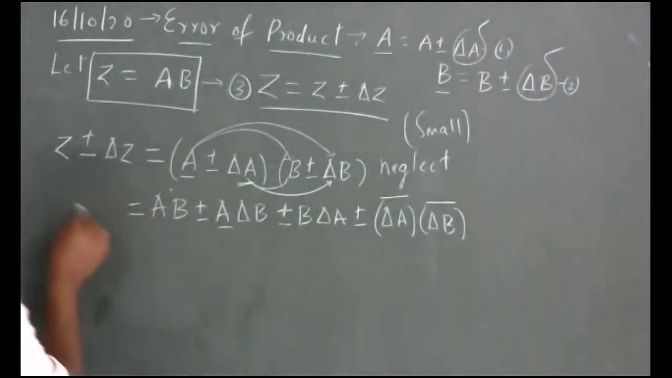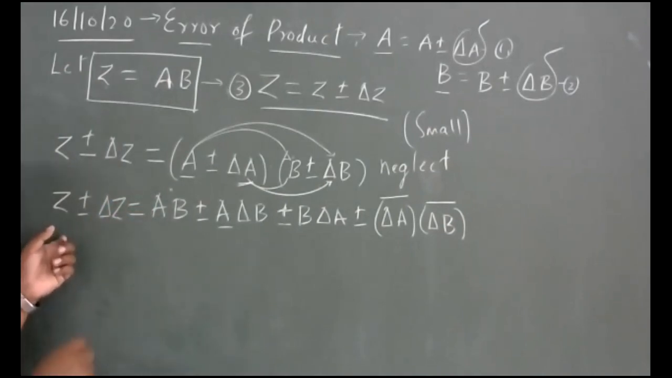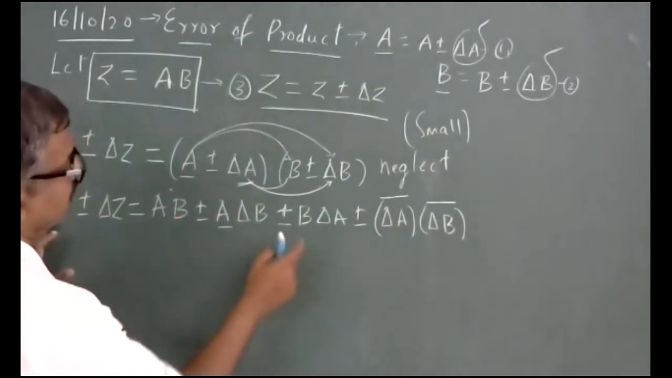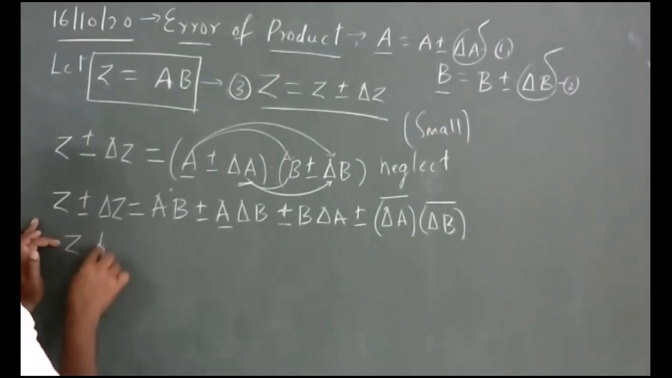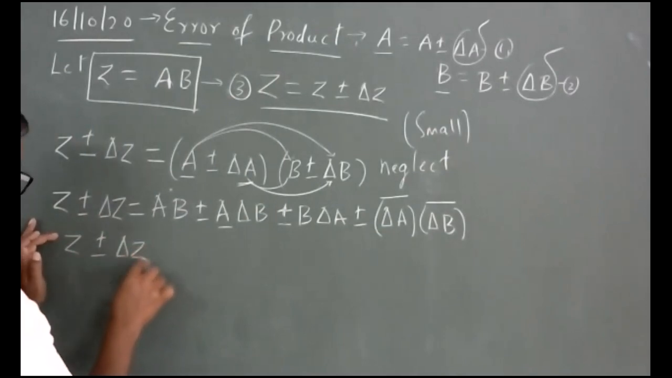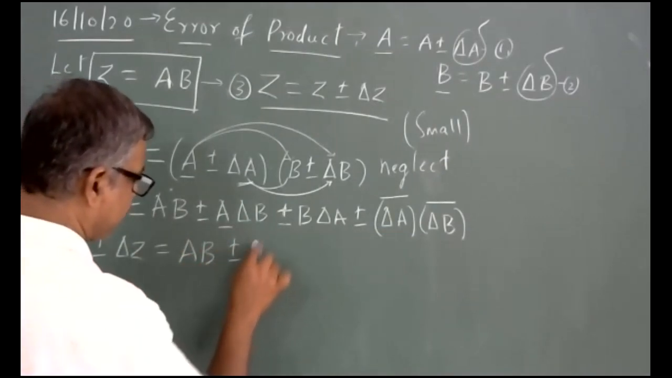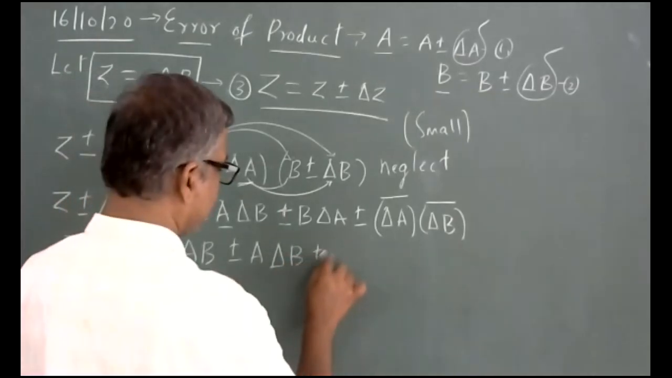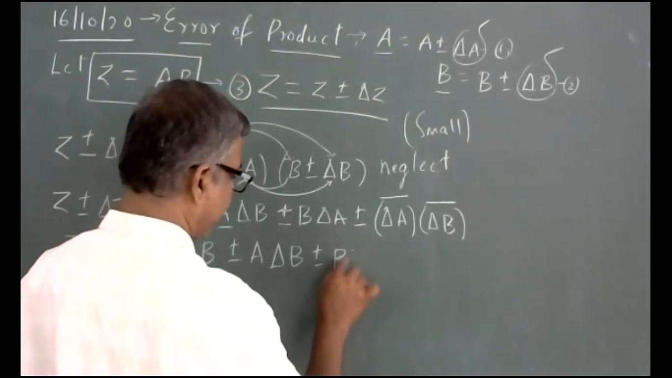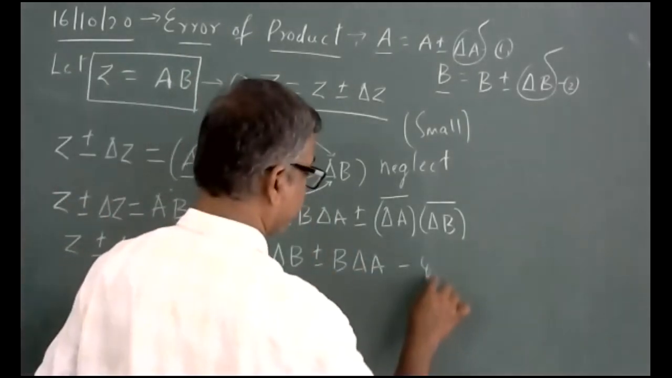Now, the equation becomes Z plus or minus delta Z. This is visible now. Let me remove this. It looks like this: Z plus or minus delta Z is equivalent to AB plus or minus A times delta B. One more step I'm writing for your clarification: plus or minus B times delta A. Call it equation 4.